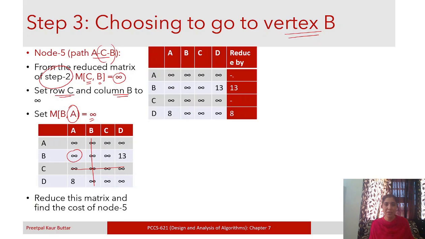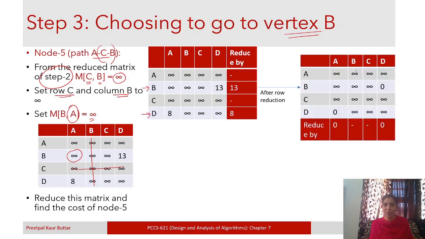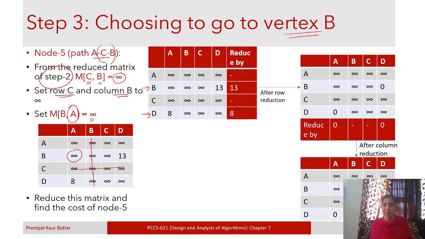When we reduce this matrix row wise, we find that we can reduce the second row by 13 and the last row by 8. After row reduction, this is the matrix which we get, and now there is no need to reduce it column wise because it is already reduced, so the result will be the same.